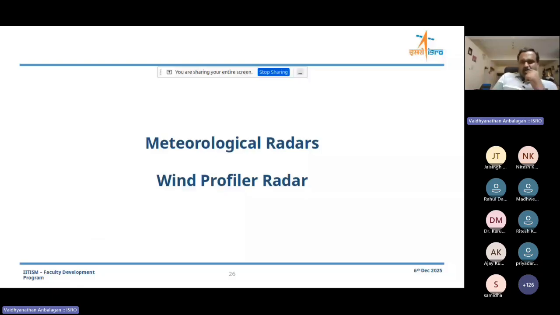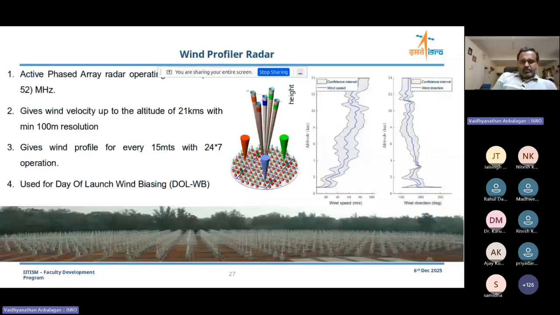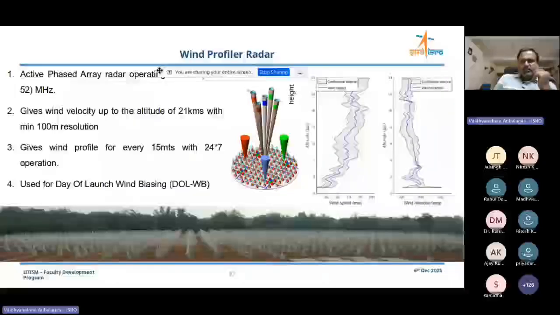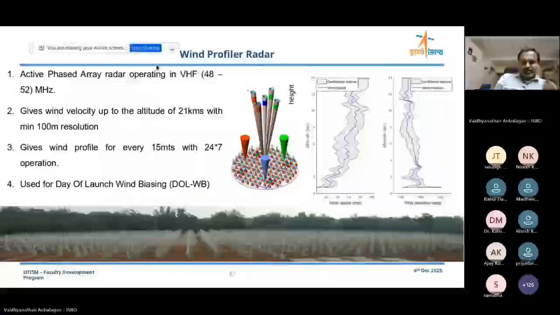Now coming to meteorological radar, phased arrays are used in meteorological radar. As I said, one such thing is a wind profiler radar. It is an active array radar operating at 48 to 52 megahertz. This 48 to 52 megahertz is in the VHF band and has very good reflectivity to the atmospheric strata.